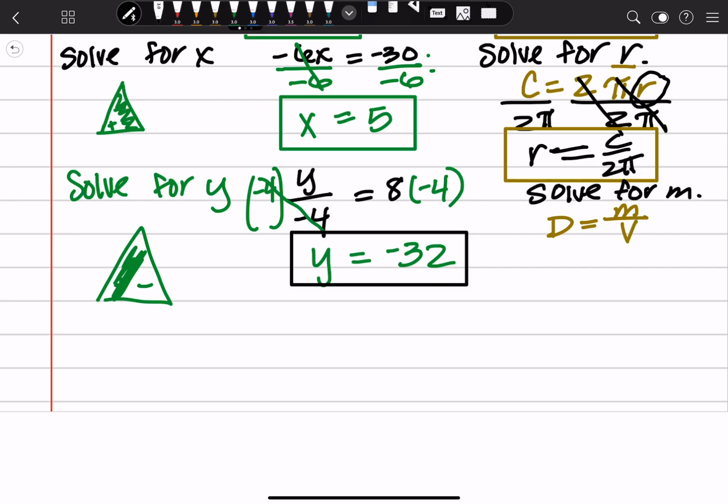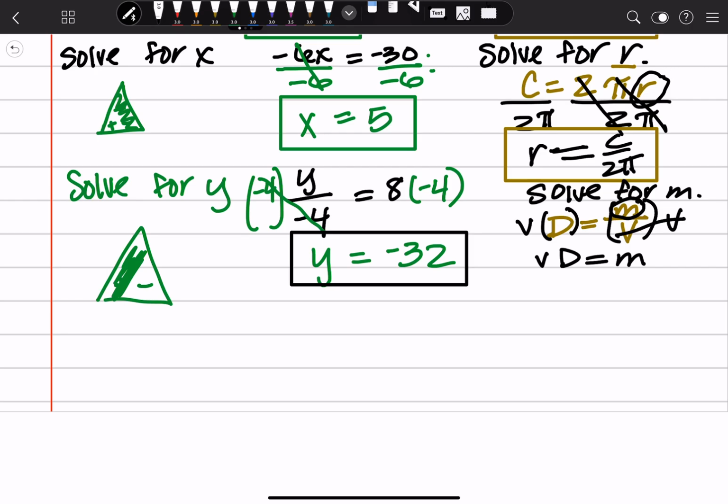Now, it's asking us to solve for m, so I'm going to put a circle around it. That's my anchor. It's keeping it there. All right, I'm going to multiply both sides by v. Since it's being divided by v, I'm going to multiply it by v to cancel it out. And what I do to one side, I have to do to the other. So it's going to be vD equals m because this will 1 out.